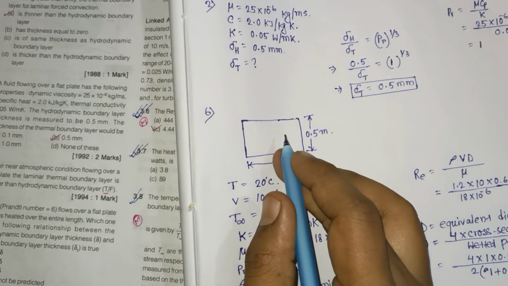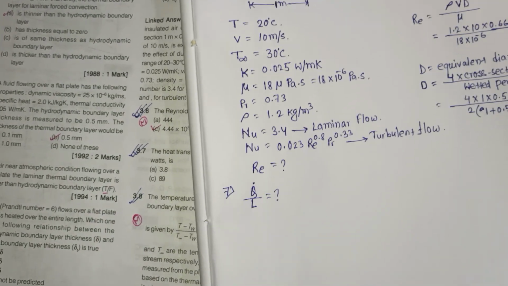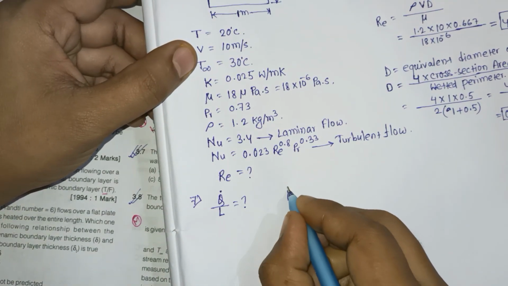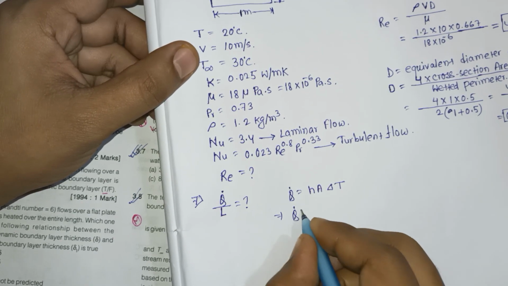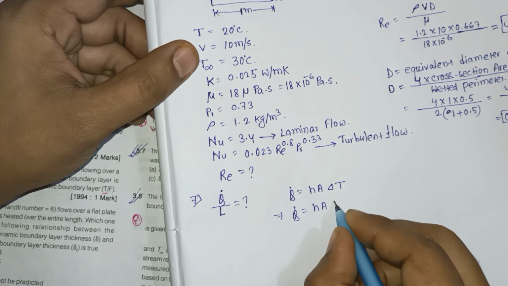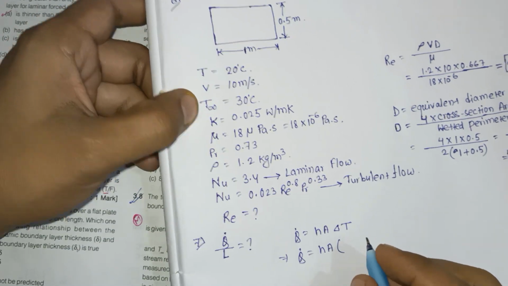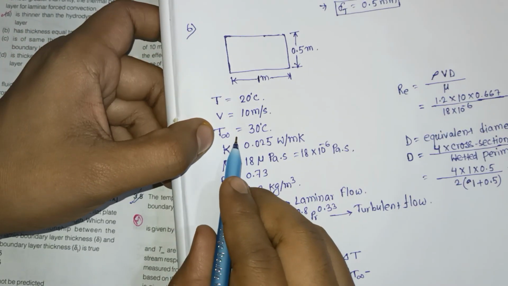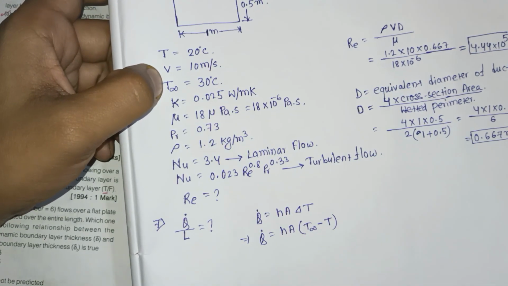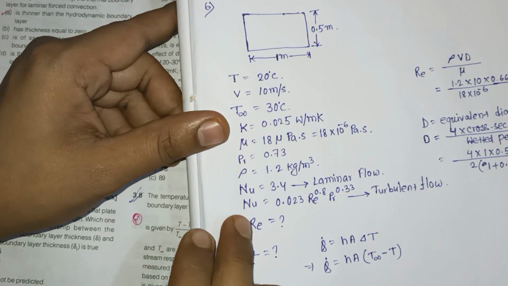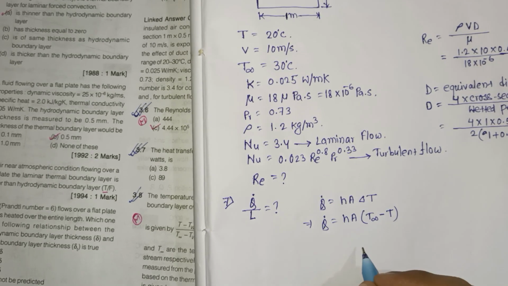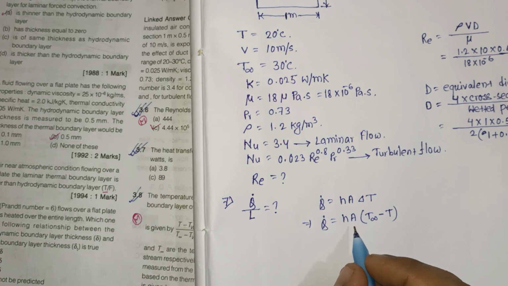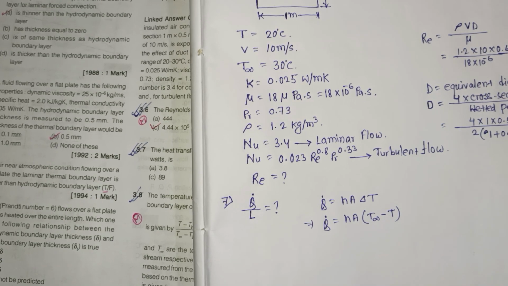The heat transfer mode will be convection heat transfer, and the formula for convection heat transfer is Q dot equal to h A delta T, where delta T means T infinity minus T. Now you have to calculate Q by L. But first of all, you have to calculate the value of h, the convection heat transfer coefficient.